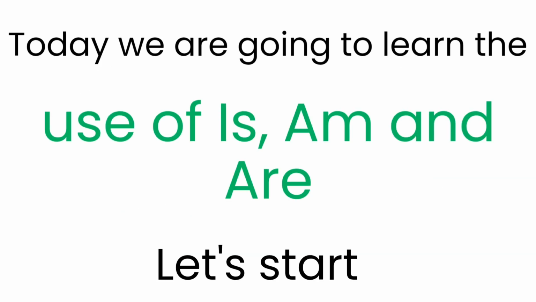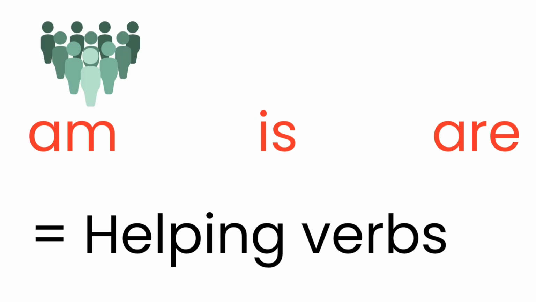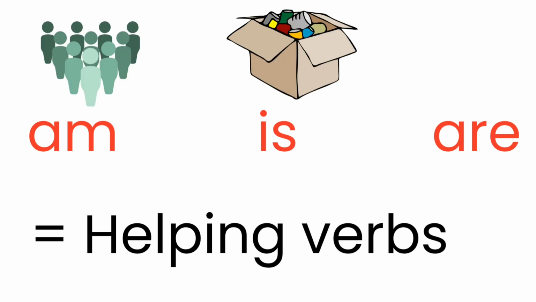Today we are going to learn the use of is, am and are in very simple English. Let's start. What is am, is and are? Am, is, are are helping verbs. We use them to talk about people, things and feelings.